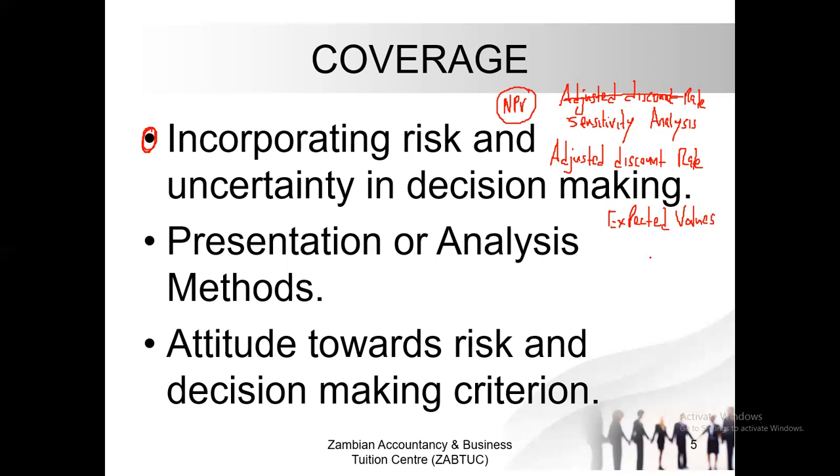So if somebody asks you a question, he says, you have done an NPV. Can you tell me, how did you incorporate risk and uncertainty? You must be able to tell them that, oh, look, I've used sensitivity analysis. I adjusted the discount rate. Or I used the expected values. That's what we mean by this point. You need to identify a method of incorporating risk and uncertainty in decision making. You must tell us what method you have used.